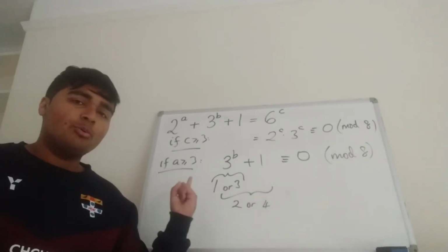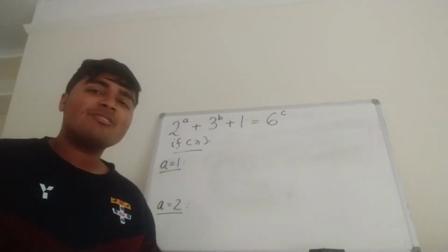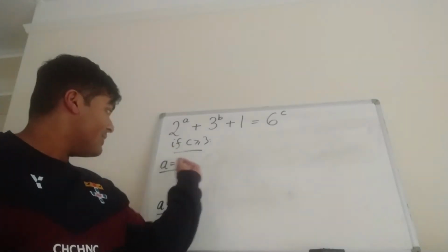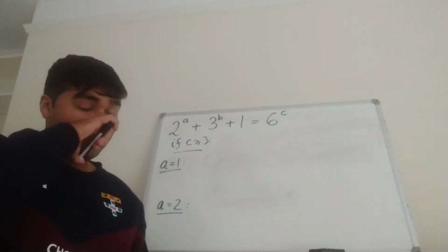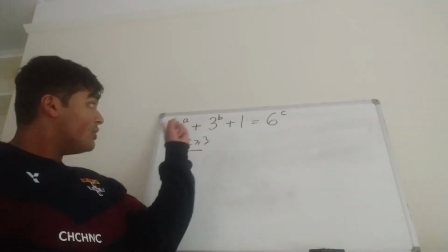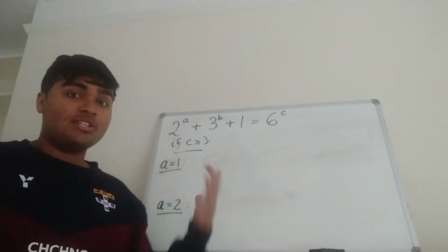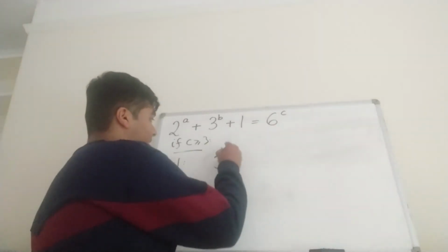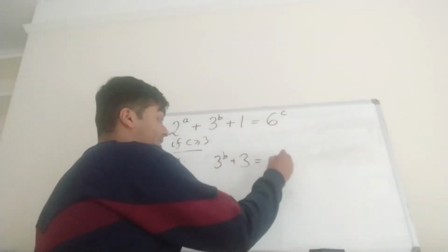But let's clean up the whiteboard before we do that. Okay, so we've shown that if c is at least 3 and a is at least 3, there are no solutions. So now we just need to check when a is 1 and a is 2. When a is 1, let's just plug it in. 2^1 + 1 is 2 + 1, which is 3. So the left-hand side is 3^b + 3, and the right-hand side is 6^c.